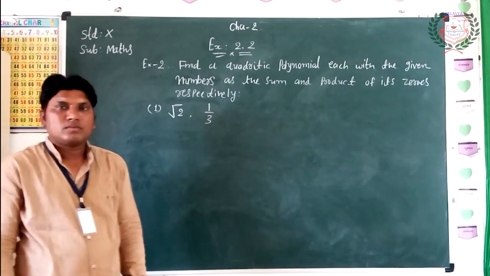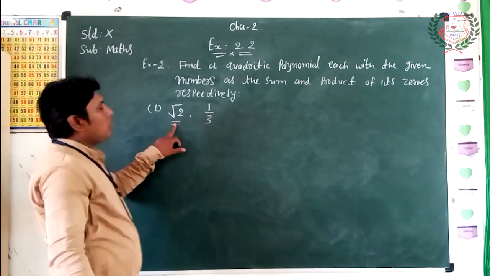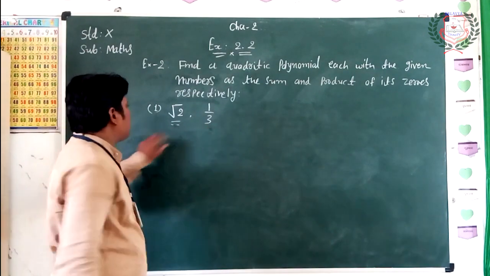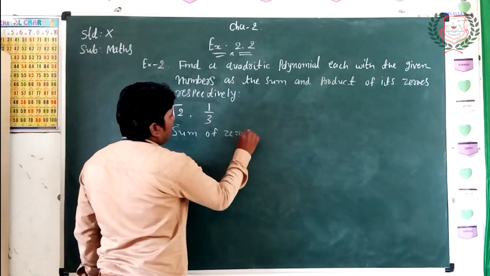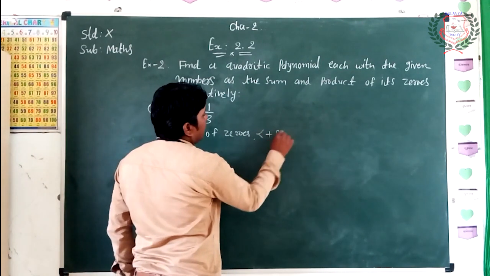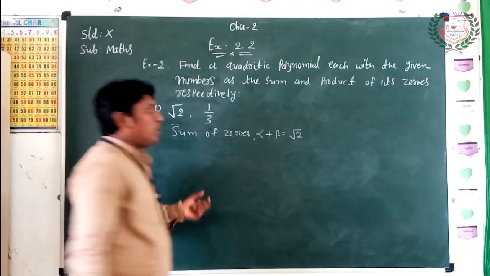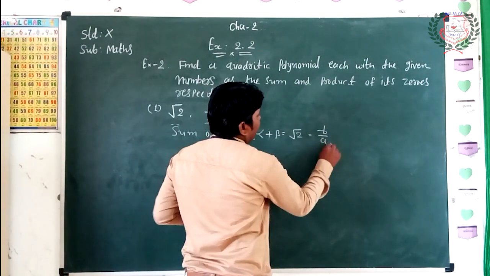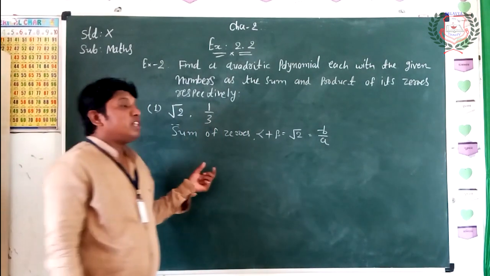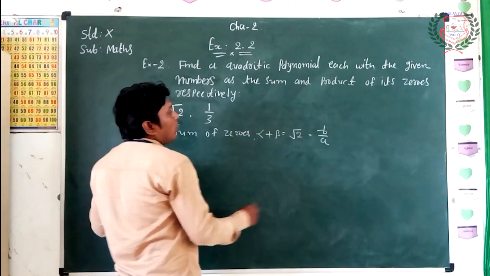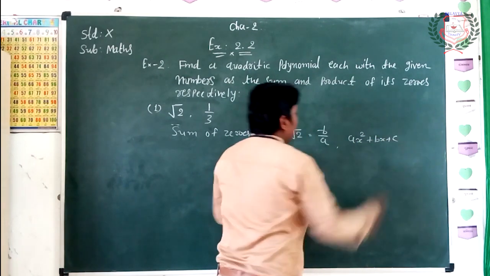Now example number 7. Here also the sum of zeros and the product of zeros are given. The sum of zeros, that means alpha plus beta, is given as root 2. You know the formula: minus b upon a. First you have to find the values of a, b and c. What is the standard form? You know that the standard form of a polynomial is ax square plus bx plus c.